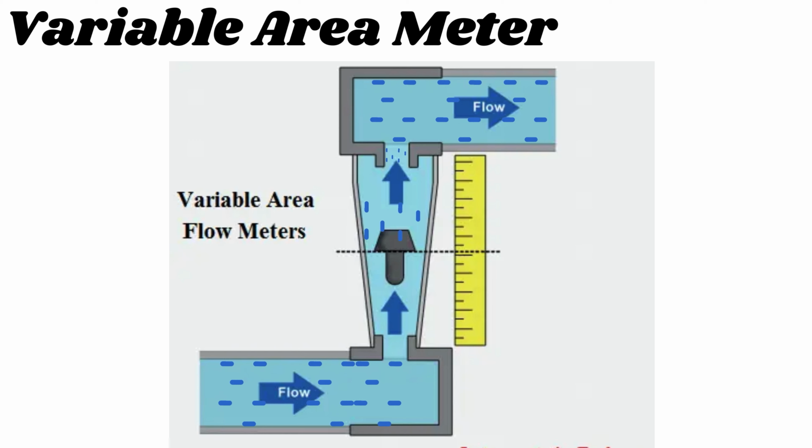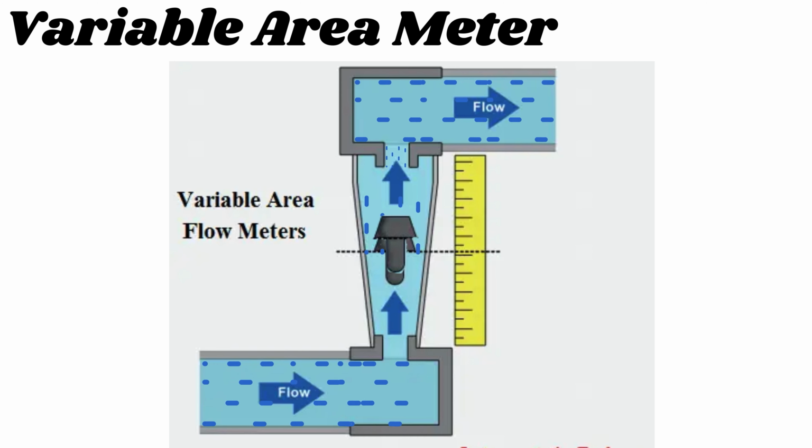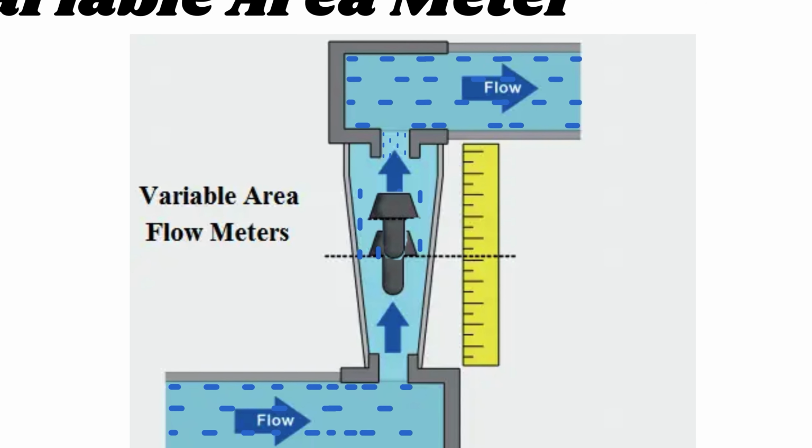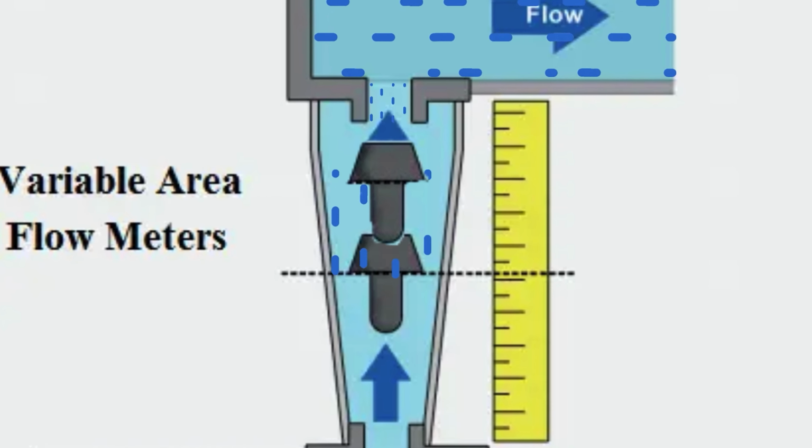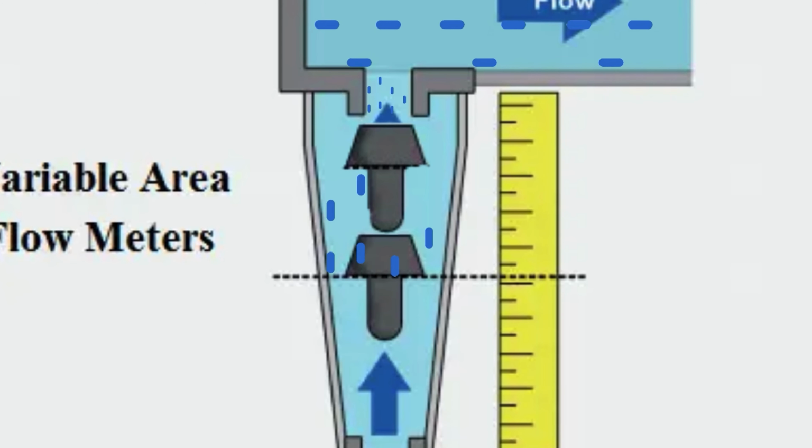Variable area meter. Variable area meter, a kind of rotameter, consisting of a tube and float. A float is a solid object used as a flow indicator that is suspended in the tube. The liquid flows upward through the tube, and the created differential pressure across the float is measured.